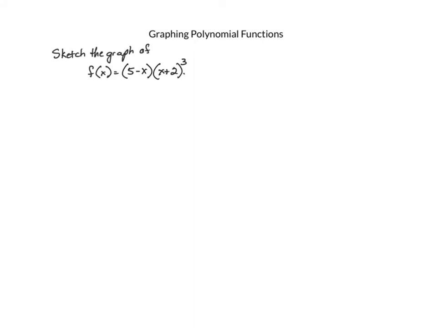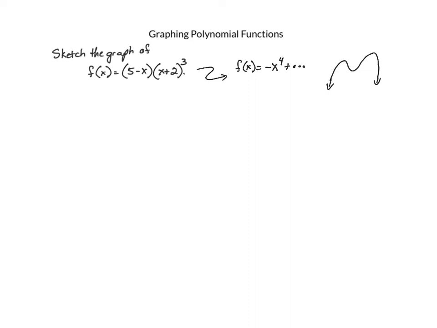So we're going to sketch the graph of f of x equals 5 minus x times x plus 2 cubed. Let's look at our leading term. It will come from negative x times x cubed. So if we were to multiply this polynomial out, we would have f of x equals negative x to the 4th plus some other terms. So let's see, an x to the 4th graph with a negative coefficient means our graph would look something like this.